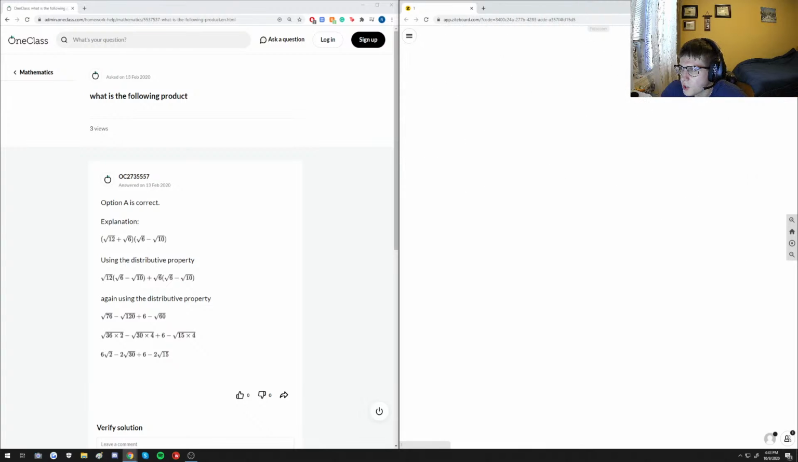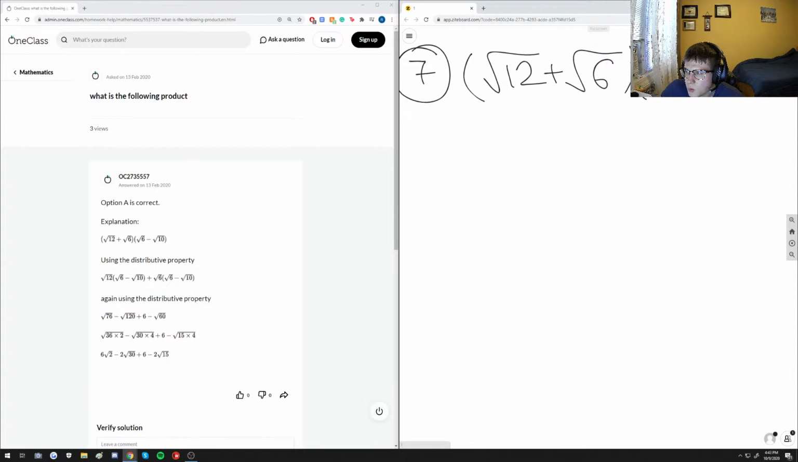Okay, so we just finished number 6, and we are starting number 7. For number 7, we have this question: what is the following product? I don't see any product here. I am going to assume this is the product we're talking about, the square root of 12 plus the square root of 6 times the square root of 6 minus the square root of 10. So I'm going to assume this is the product and go about it this way.